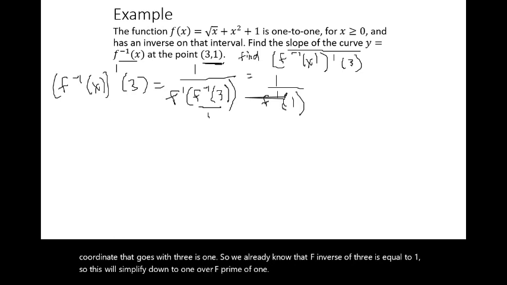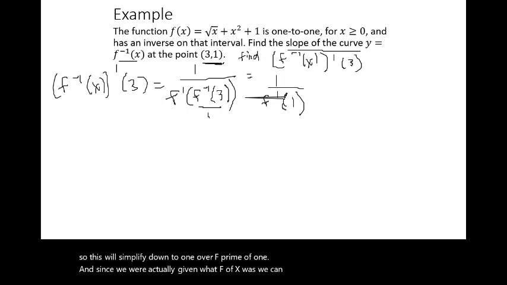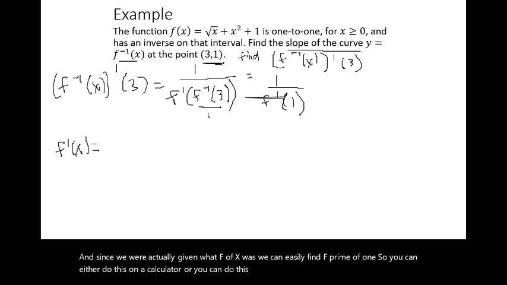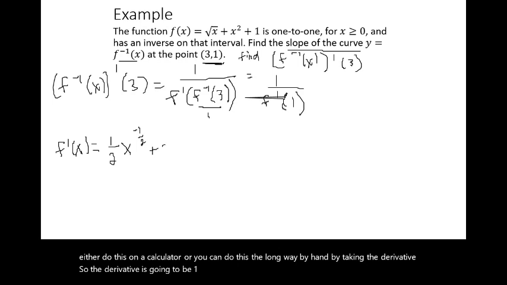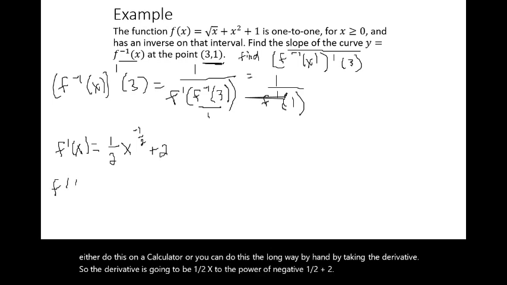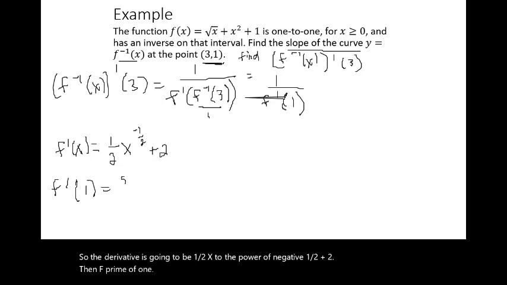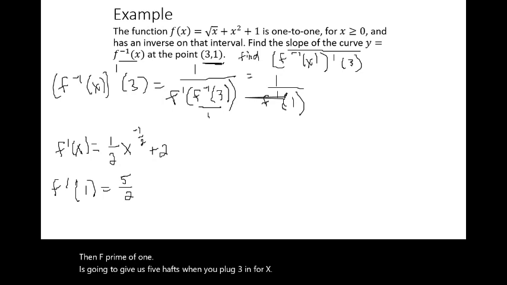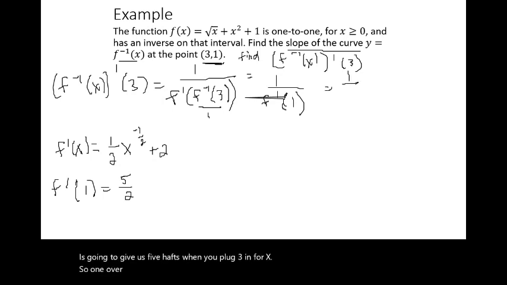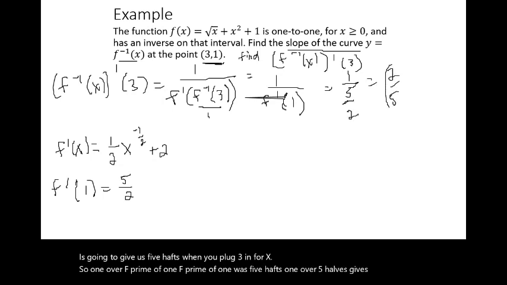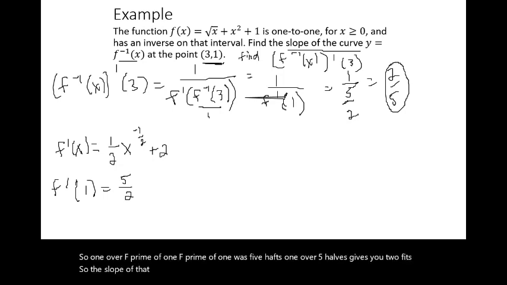And since we were actually given what f of x was, we can easily find f prime of 1. So you can either do this on a calculator or you can do this the long way by hand by taking the derivative. So the derivative is going to be 1/2 x to the power of -1/2 plus 2. Then f prime of 1 is going to give us 5/2 when you plug 3 in for x. So 1 over f prime of 1 was 1 over 5/2, which gives you 2/5. So the slope of the tangent line of f inverse at the point 3, 1 is equal to 2/5.